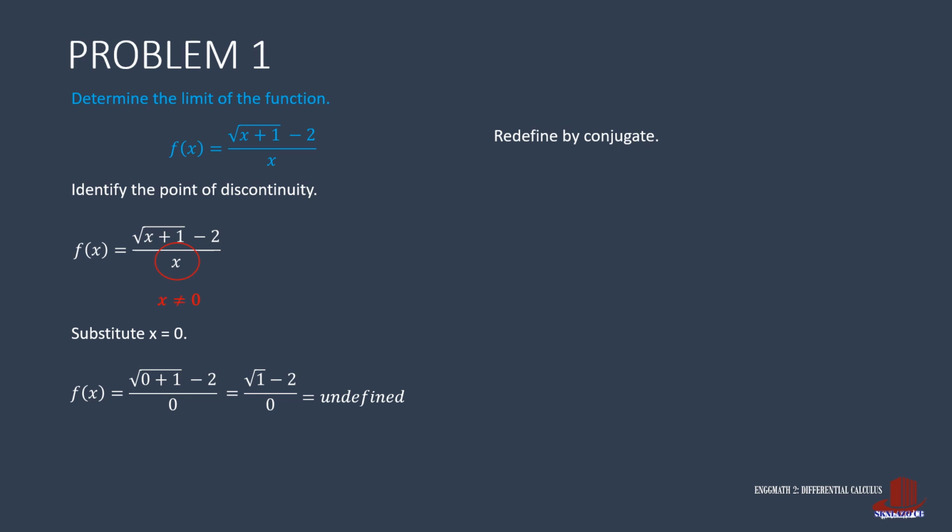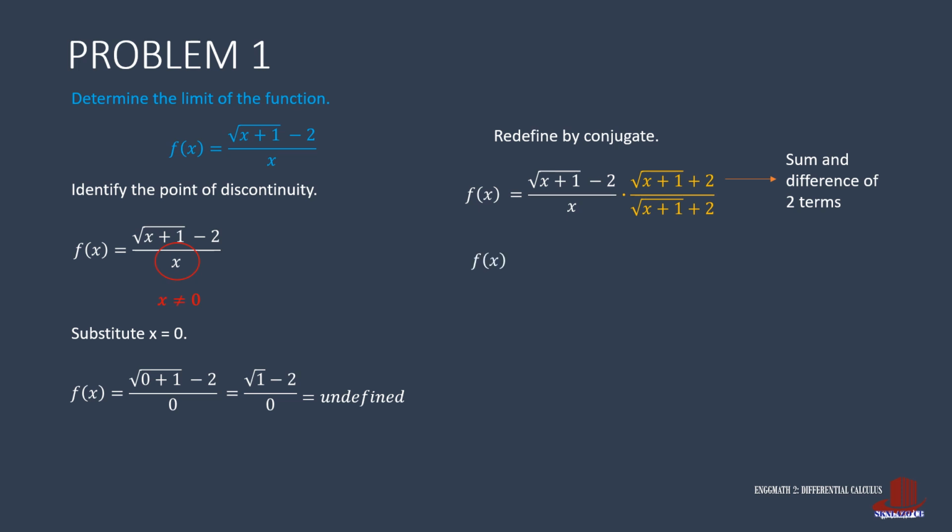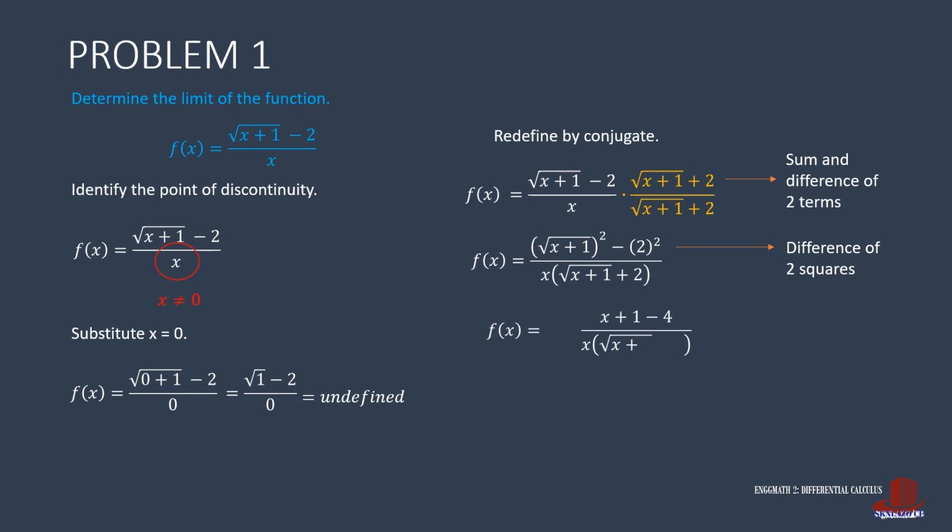Relative to the character of the function, we use conjugate and multiply root of x plus 1 plus 2 over the same. This is done in order to create sum and difference of two terms. This is then eventually condensed into difference of two squares, producing the square of the root of x plus 1 minus the square of 2. The denominator also becomes x times the binomial root of x plus 1 plus 2.